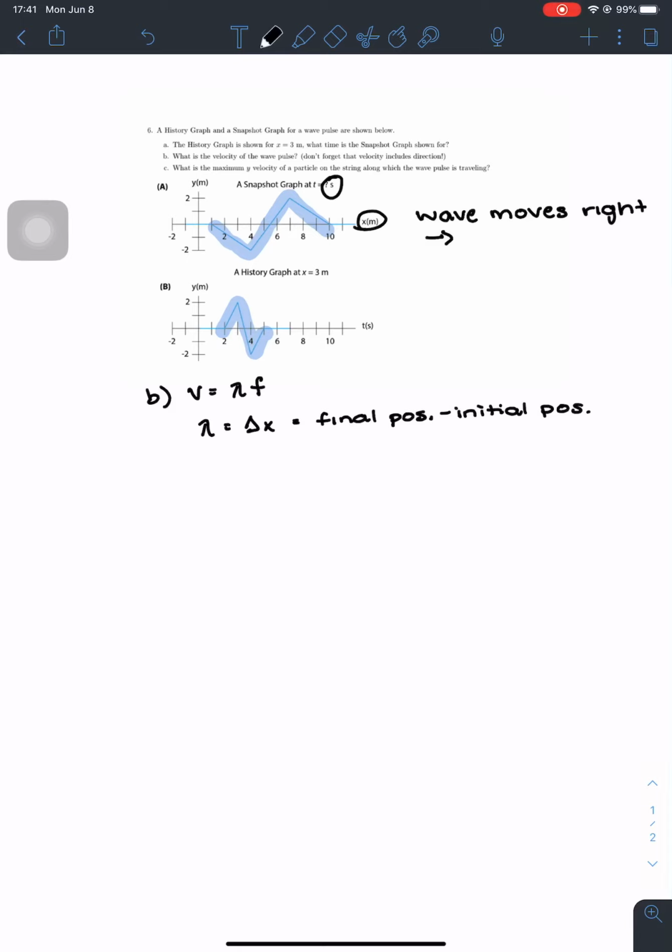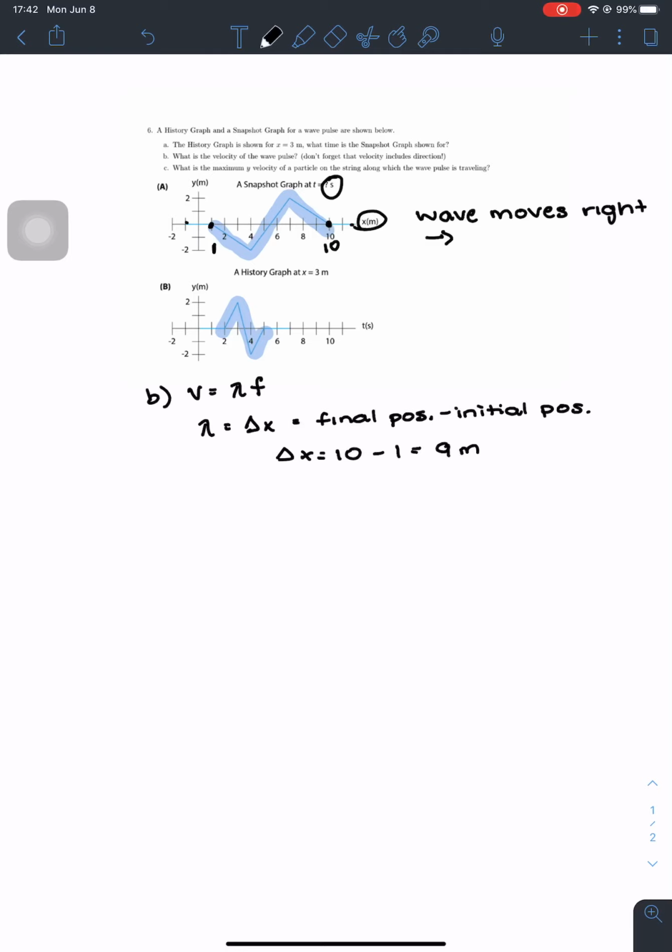So we see from the snapshot graph that our final position is at 10 and our initial position is at 1. What I mean by initial and final position is when the pattern starts moving. It's not actually from this part up to here. It's when the wave forms. So it starts forming at 1 and then ends up forming at 10. So we get our final position 10 and our initial position 1, which gives us 9 meters.